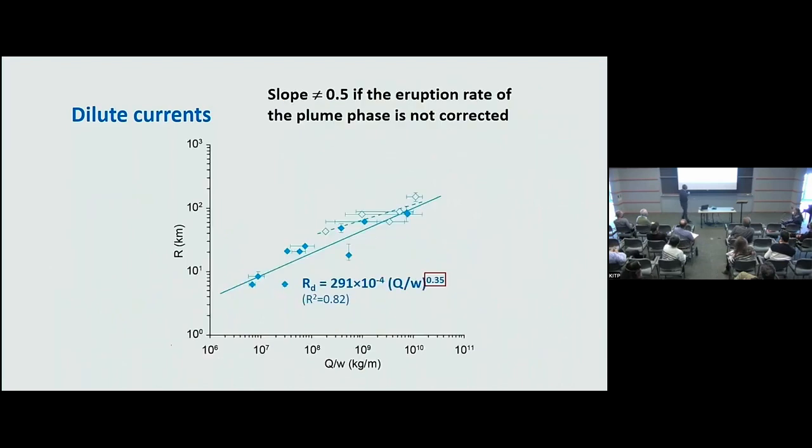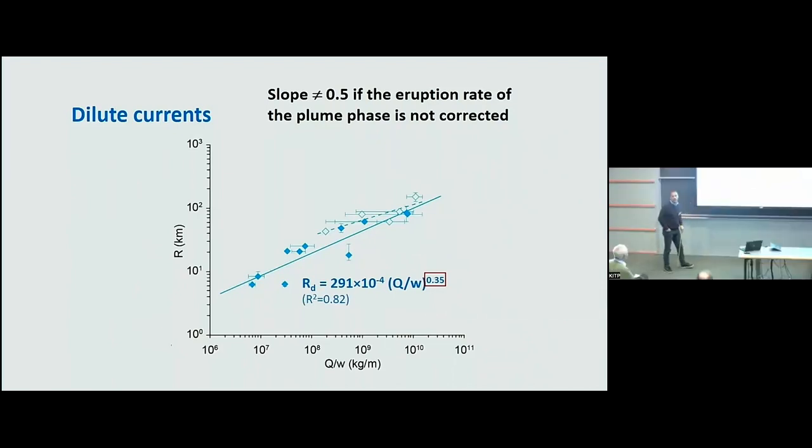Just a word on the corrections we made. If we consider non-corrected mass flow rates, we obtain this exponent, which is significantly smaller than 0.5. And this suggests that the corrections we made are relevant and necessary.